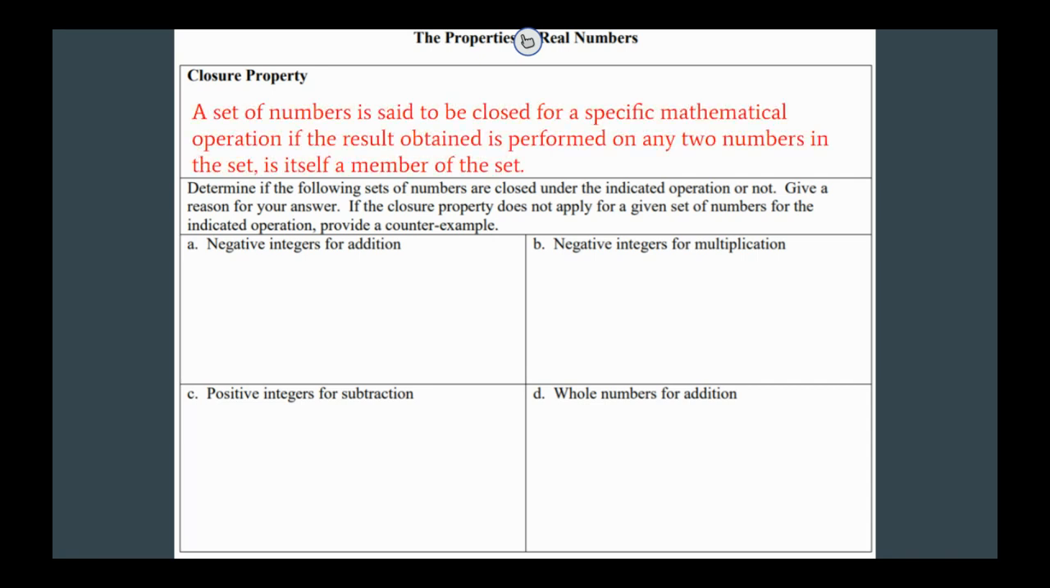The closure property: a set of numbers is said to be closed for a specific mathematical operation if the result obtained when the operation is performed on any two numbers in the set is itself a member of the set. Probably means nothing to you as you're writing it. You're probably just hearing wah, wah, wah. But I still want you to write it.